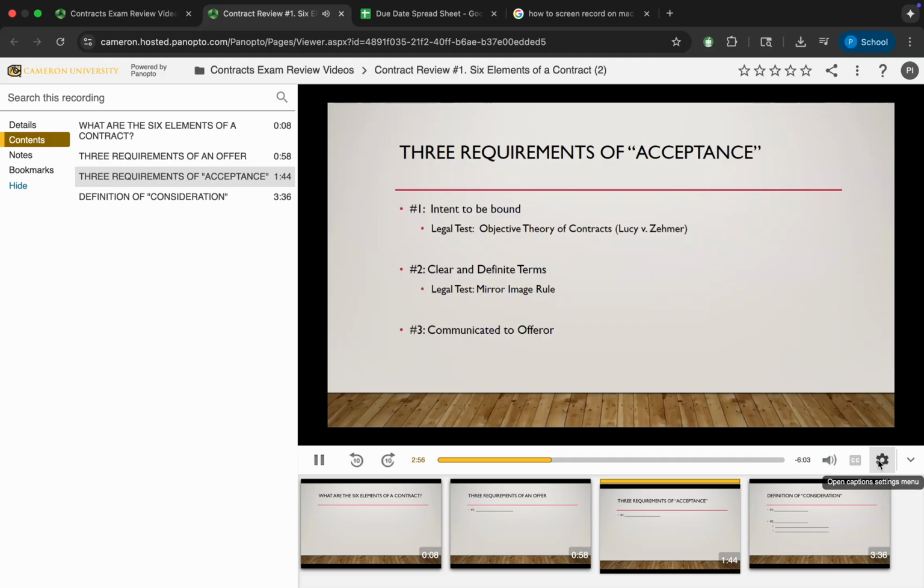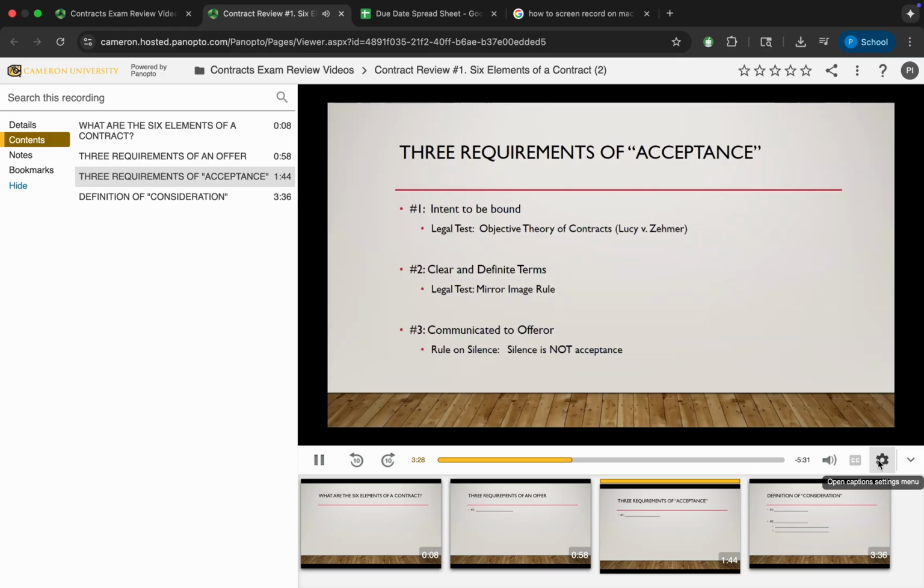Requirement number 3, the acceptance must be communicated to the offeror. And we studied this specific rule. Silence is not acceptance. Acceptance can be communicated verbally, it can be communicated in writing, it can even be communicated through behavior, through actions. But silence that is unsupported by any type of non-verbal or behavioral acceptance, silence all by itself does not qualify as acceptance.